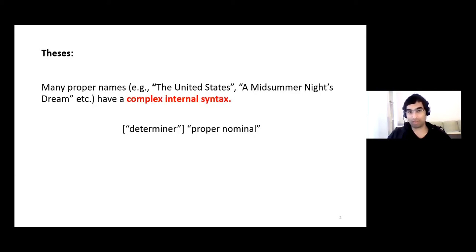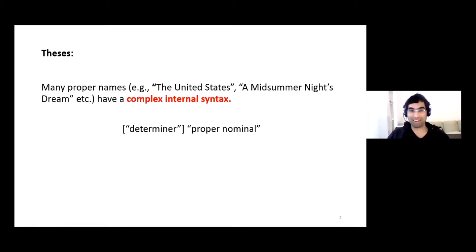First, I'll argue that many proper names in English and in other languages have a complex internal syntax. Some examples from English include the proper names the United States, Midsummer Night's Dream, etc. And so I'll argue that these proper names can be syntactically analyzed into a determiner component and what I'm going to be calling a proper nominal component.